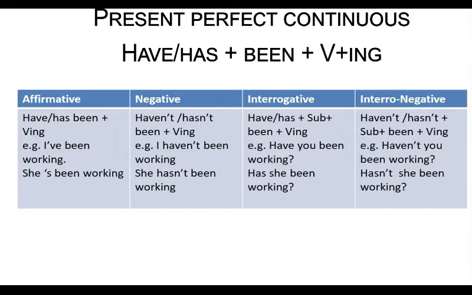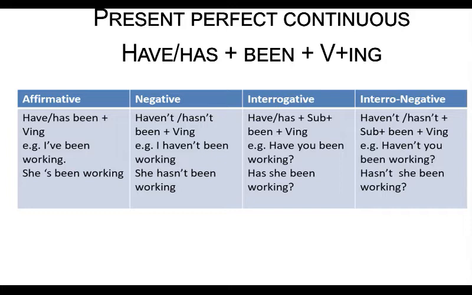For negative sentences, you're going to add not to have. So you can have not or haven't for the short form, has not or hasn't, been plus verb ing. Let's look at these examples. I haven't been working. She hasn't been working.